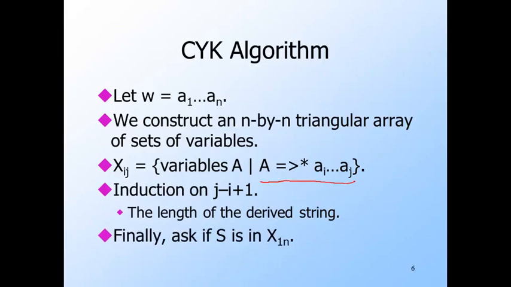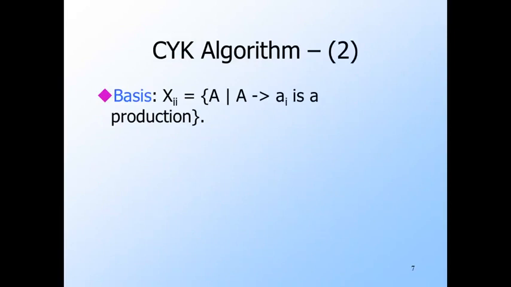Finally, after we have computed the one set X sub 1n, which represents the entire input, we can ask whether S is in that set. If so, then S derives a1 through an, and the string w is in the language, and otherwise not. For the basis, we know that the only way to derive a string of length 1 in a CNF grammar is to use a production whose body is a single terminal. So for each i, we can set X sub ii to the set of variables A such that A goes to a sub i is a production.